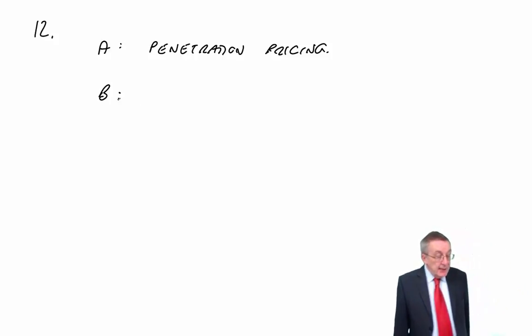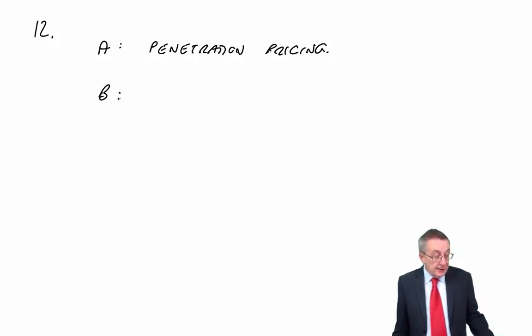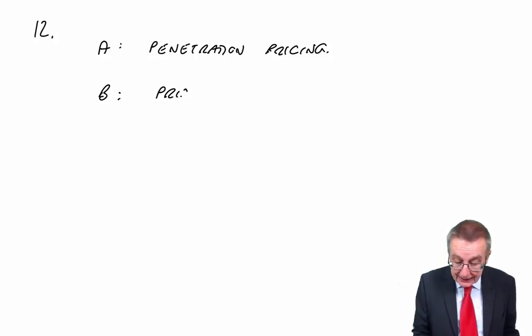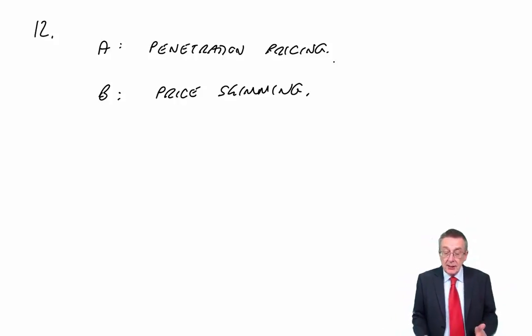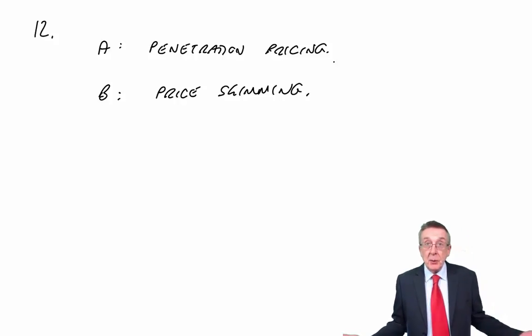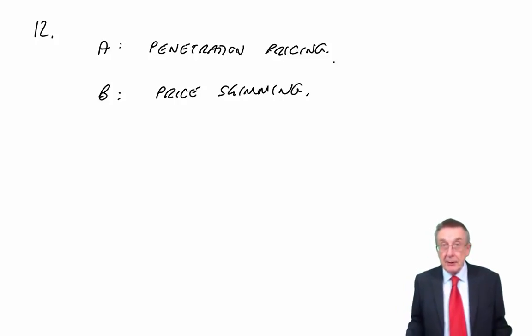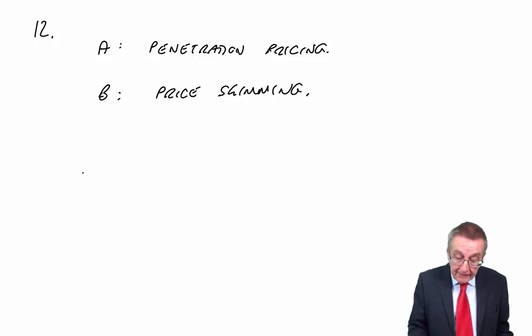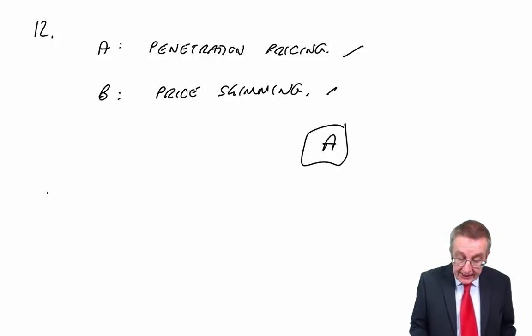In market B, they're initially charging high prices to earn maximum profits while demand is relatively inelastic. Well, that is price skimming. So it's very much a definition question. If you've read the notes and watched the lectures and you remember, that's easy, straight off. If you haven't, then I'm afraid it's a guess, but you may as well just guess. Staring at it won't make you remember if it's something you've never learned. Anyway, it's penetration pricing, price skimming. So as I said before, the answer is A.